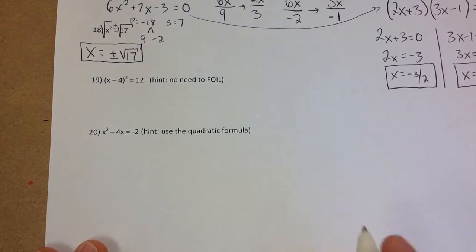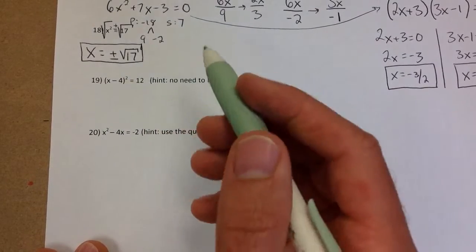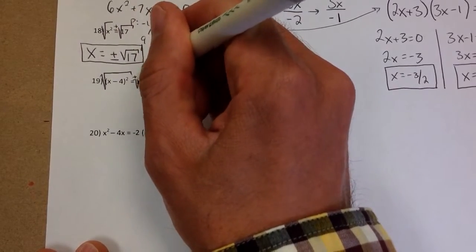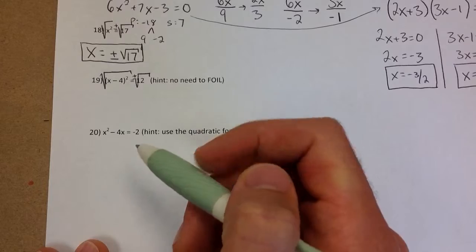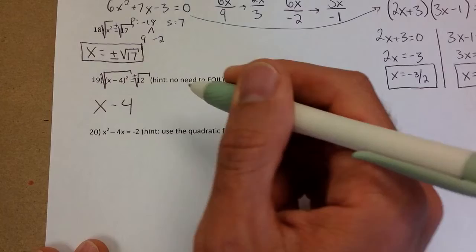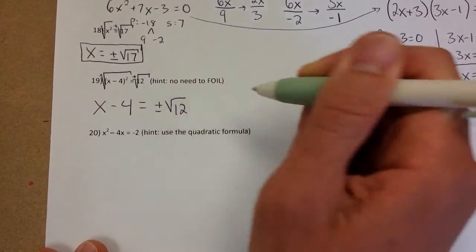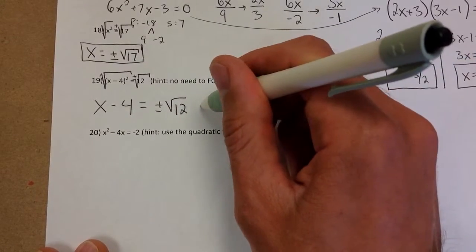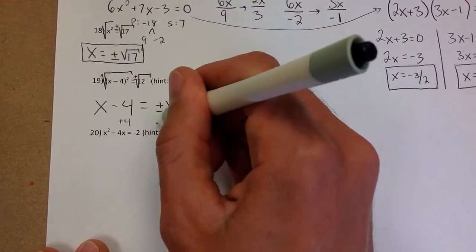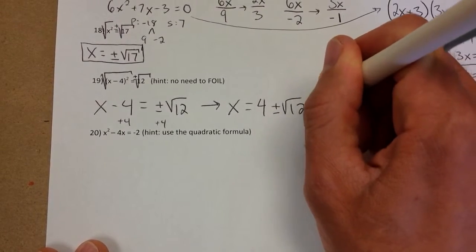Number 19, notice that you have something in its totality being squared on one side. That means you can take advantage of the square root property and square root both sides, keeping in mind to add the plus or minus on the other side. This square root eliminates this square, their inverse operations. So you have what's in the parentheses equal to either the positive or negative square root of 12. Now, we want to get x by itself. So I add 4 to both sides. So we get that x can be 4 plus or minus the square root of 12.